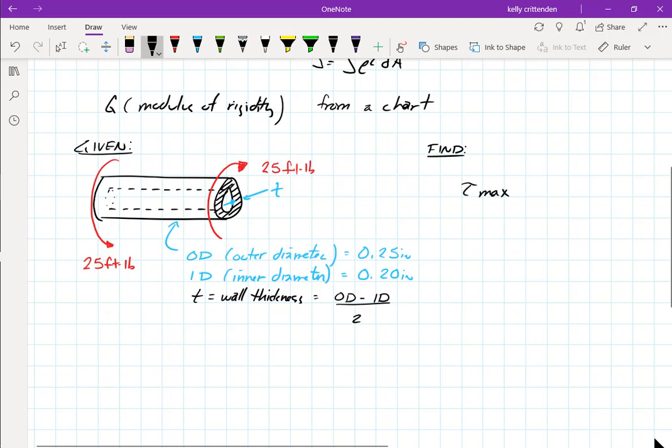So tau equals T rho over J, or tau max. When we use the maximum version, a lot of times this equation instead of T rho is TC, where C is the largest radius, so the outer radius. Our torque, again, technically you would need to cut this thing open, because the torque that goes in this equation is the torque on the inside of the shaft. In this case, it's pretty simple to see that it's 25 foot-pounds.